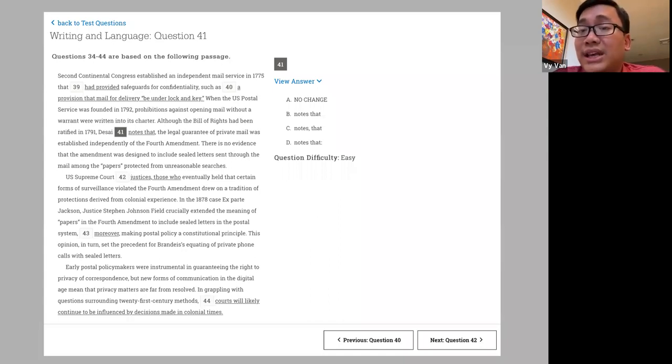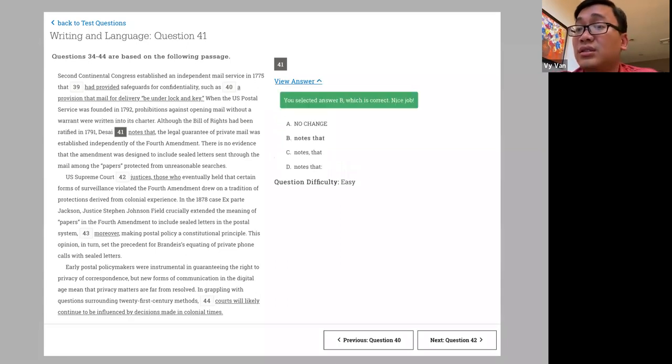Okay, so number 41 is a, what is it called? I think it is a punctuation. And I think I told you before that after that, you never have any punctuation. So the only choice that says that is B. Okay, note that. Legal guarantee above was okay. So I'm very sure that's the right answer. Let me just check. Okay.